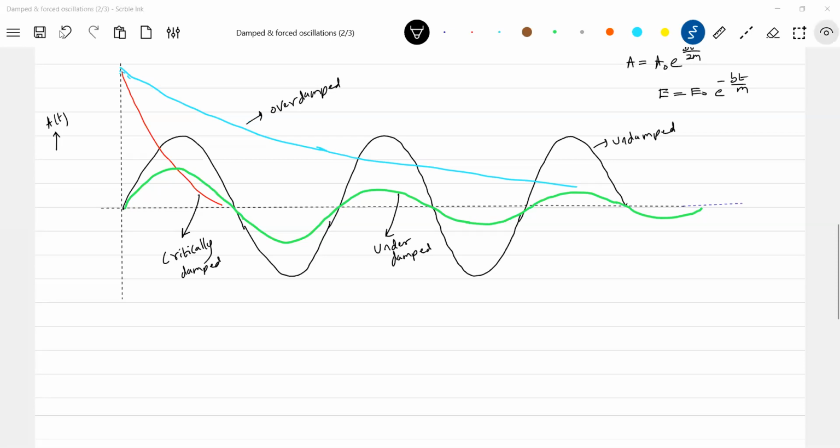Okay, now we have this one. The value of B will determine the nature of oscillation: overdamped, undamped, underdamped, critically damped. Sir, what is the meaning of this?